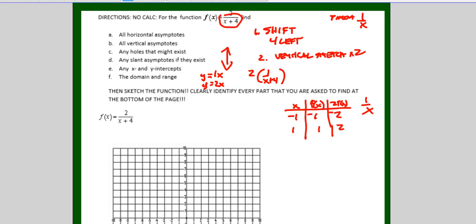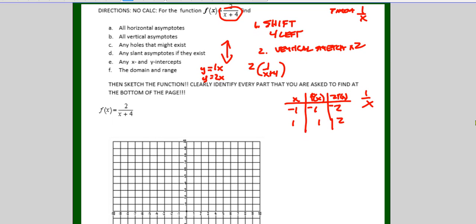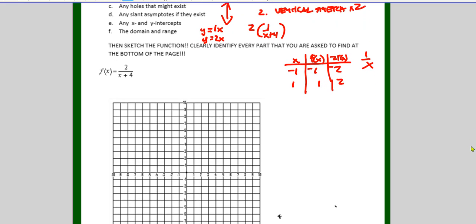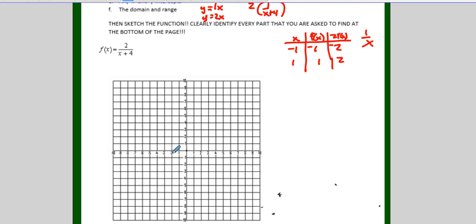But what I'm going to do is draw the shifted function first. So I'm shifting my graph 4 to the left, and I'm going to draw in a vertical asymptote there.